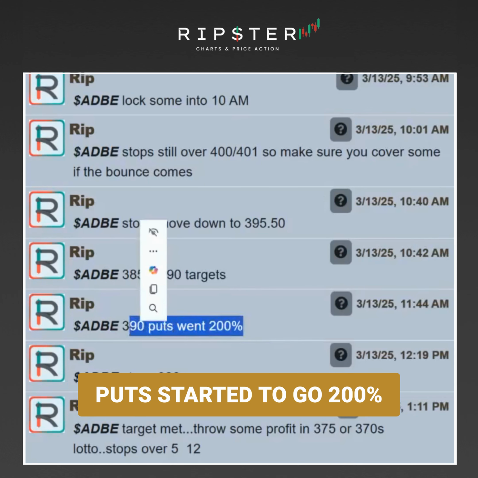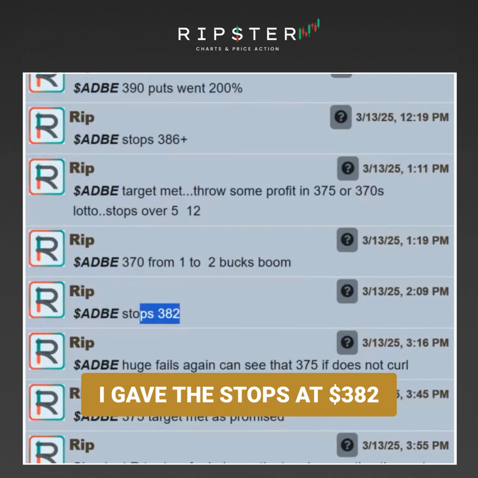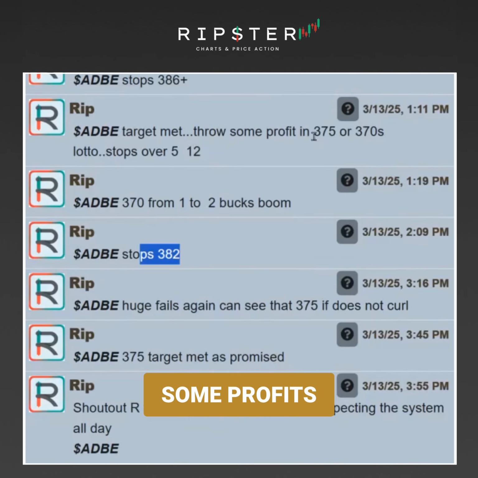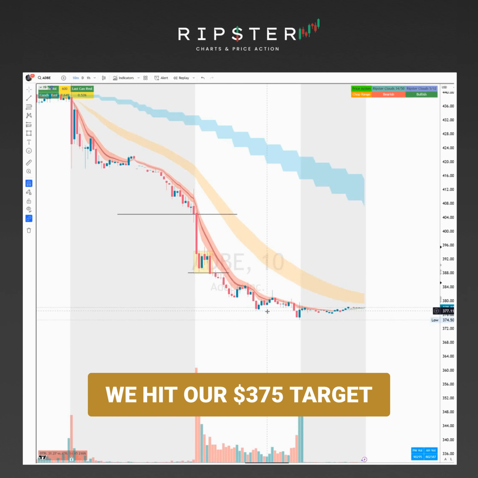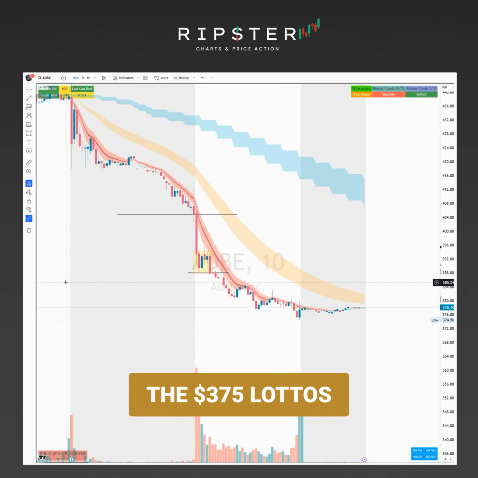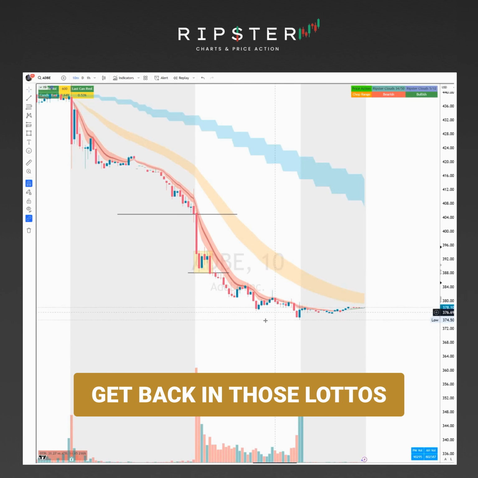Puts started to go 200%. And we kept moving the stops down, down, down, down, down. And once we hit 380, I gave the stops at 382s. I told people that you can throw some profits in at 375s or 370s. From that, we faded another 10 bucks. We hit our 375 target by end of the day. The 375 lottos also paid up. It kind of faked us out a little bit here, but you could always get back in those lottos.